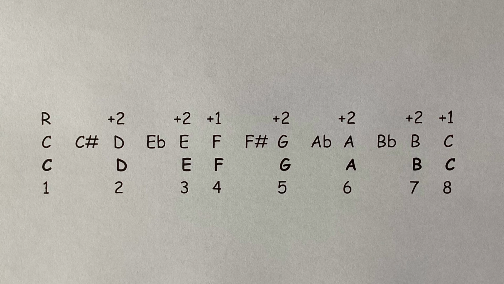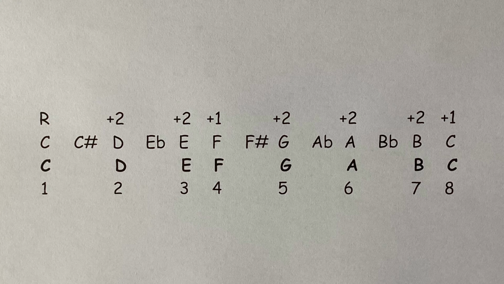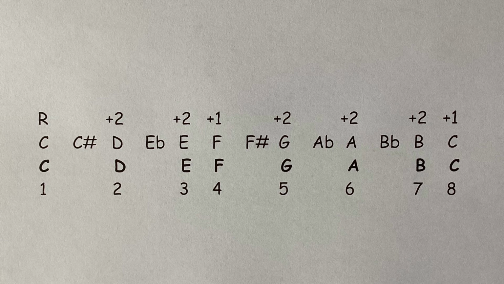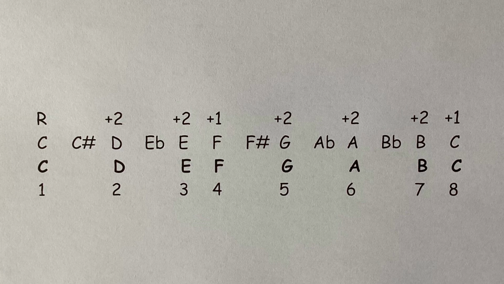Now look at the second line down and you'll see where we actually land. We land on the C, we jump over the C sharp to the D, we jump over the E flat to the E, and then one step, E to F. We jump over the F sharp and land on the G, jump over the A flat, land on the A, jump over the B flat, land on the B, and back to the C again. So as it happens, we don't land on any of those sharps and flats, just the way the scale works out.